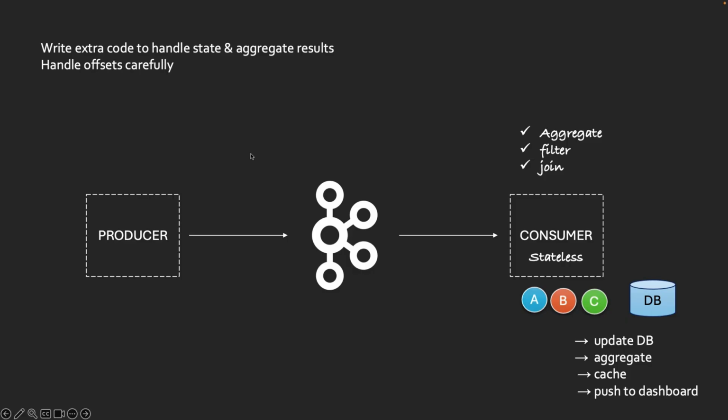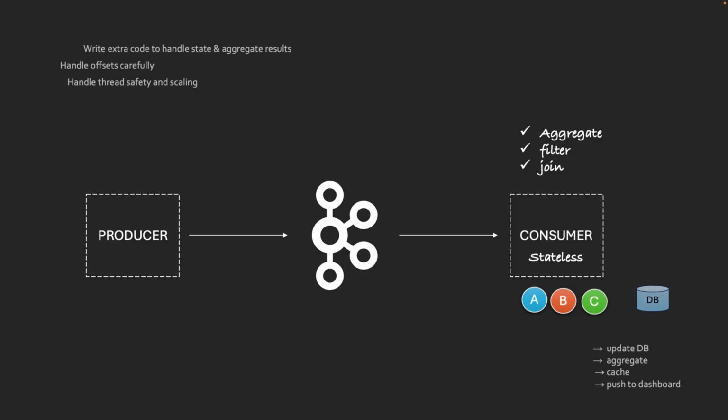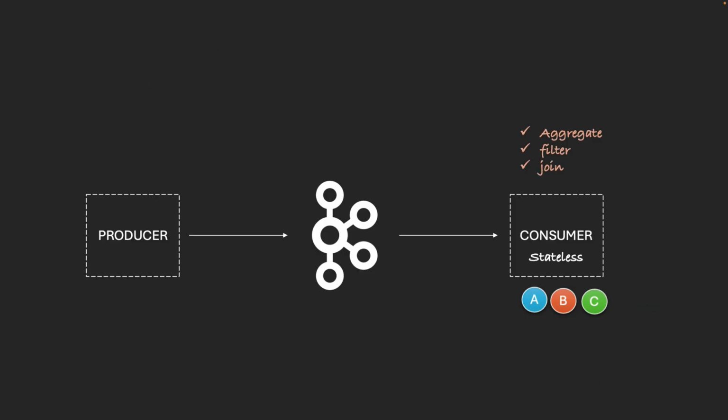You also have to carefully manage the offset, otherwise you risk losing the messages or processing duplicates, especially during crashes or Kafka rebalance. Then comes the thread safety and scaling headache. Creating multiple consumers, assigning partitions manually, ensuring everything runs in sync is really difficult if you handle it manually, right? All this drama we are just doing to enrich or aggregate messages in real time. That's really too painful to handle using plain Kafka consumers, isn't it?